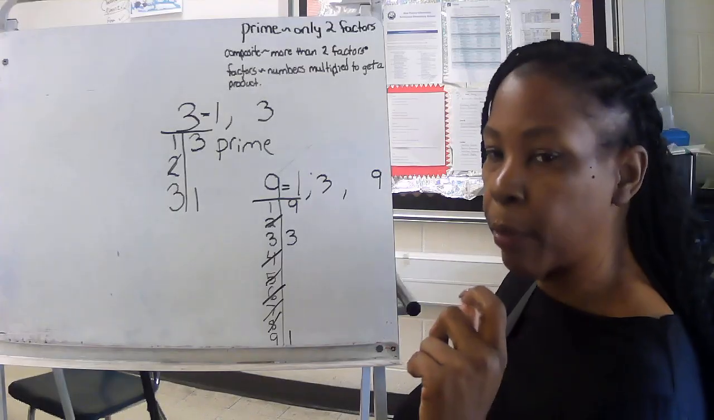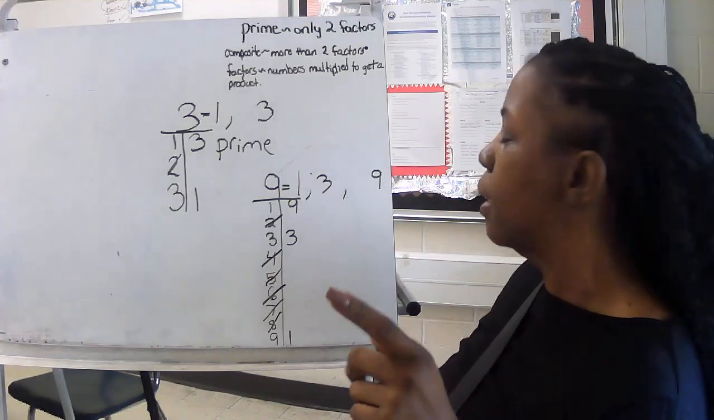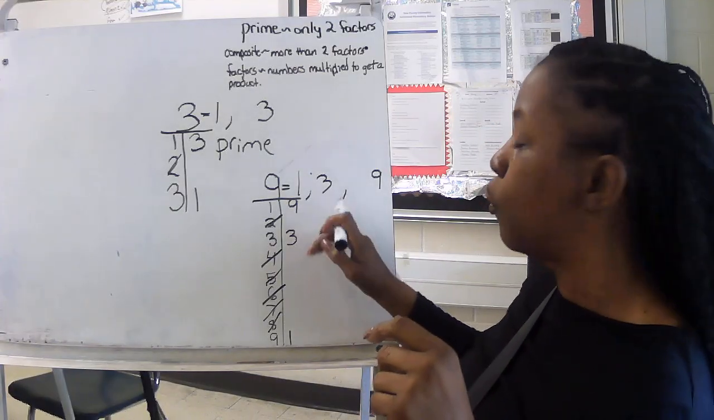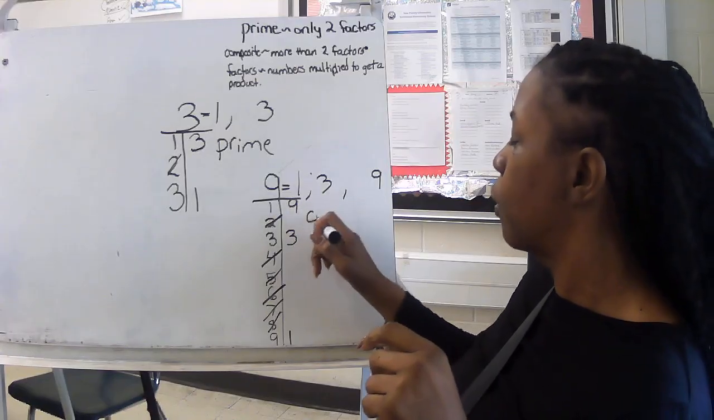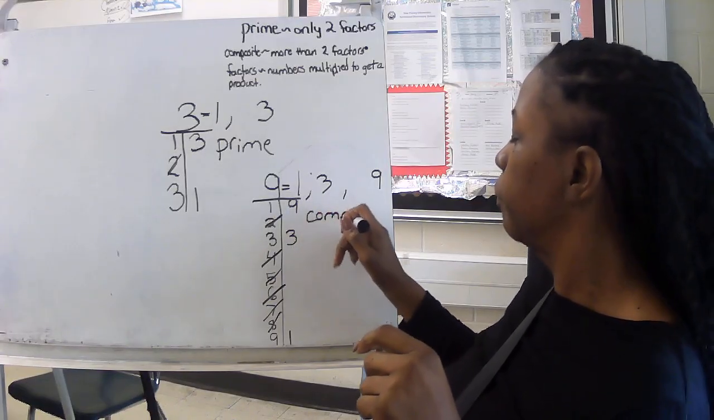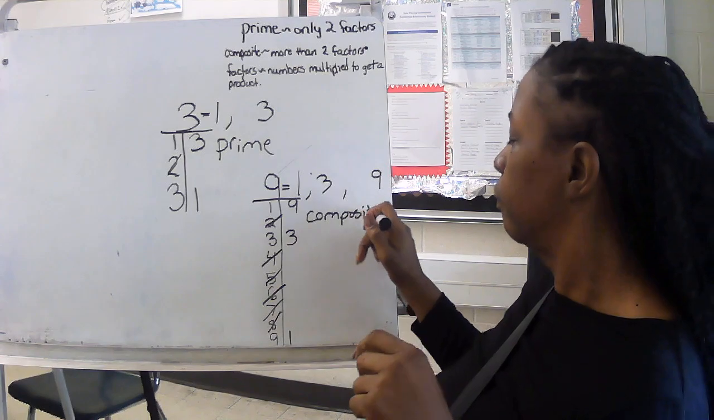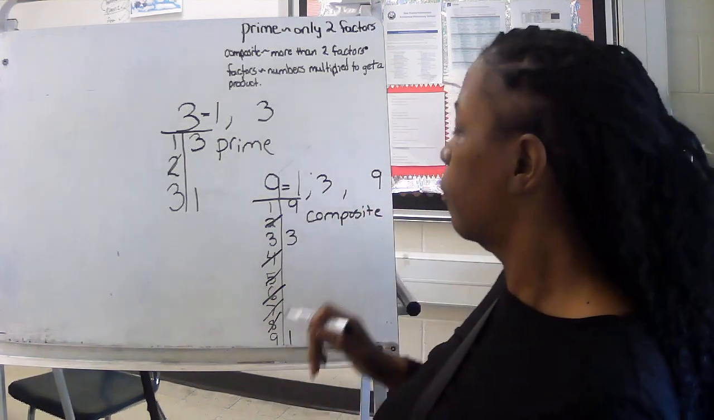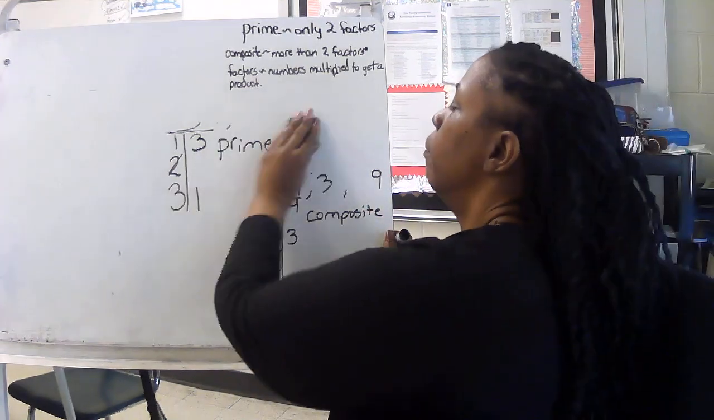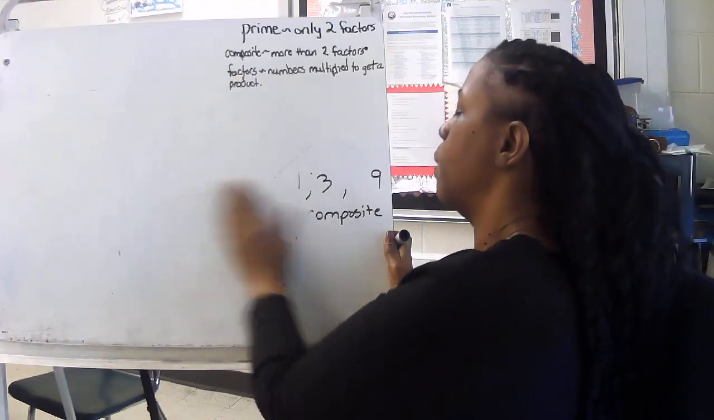And so is it prime or composite? It's composite because it has more than 2 factors. It has 3 factors, so it is composite. Okay? So it's not too bad if we get to the smaller numbers.